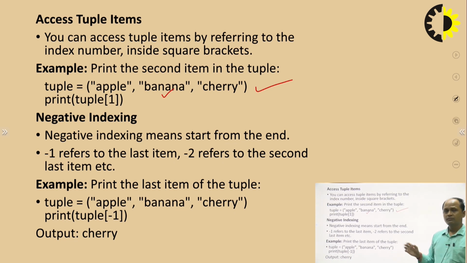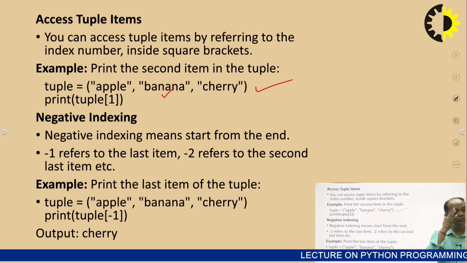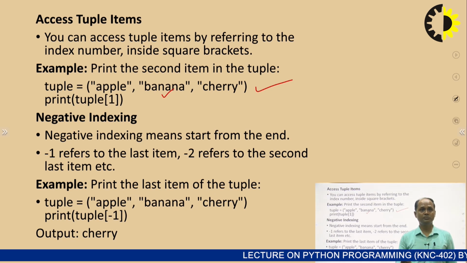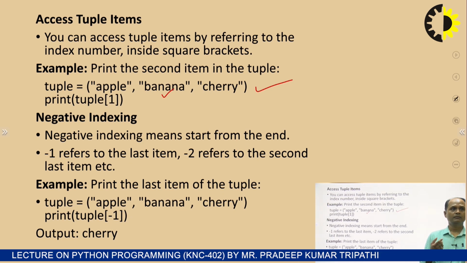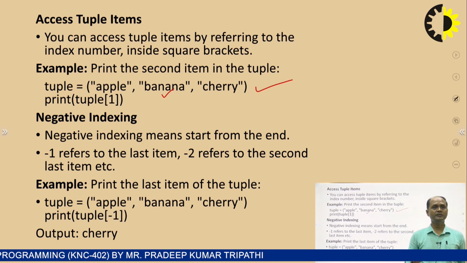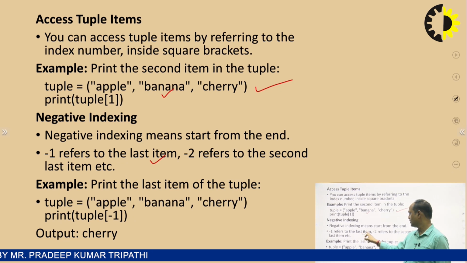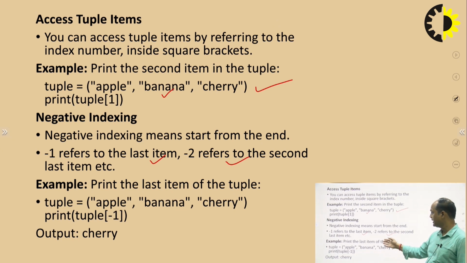Negative indexing: we can use a negative index number in a tuple. What do you mean by negative index? Negative index means we start from the end. Suppose we have a list of items 1 to 5 and we give a negative index number, then it starts from the end, not from the first. Referring to -1 is called the last item. Referring to -2 refers to the second last item.